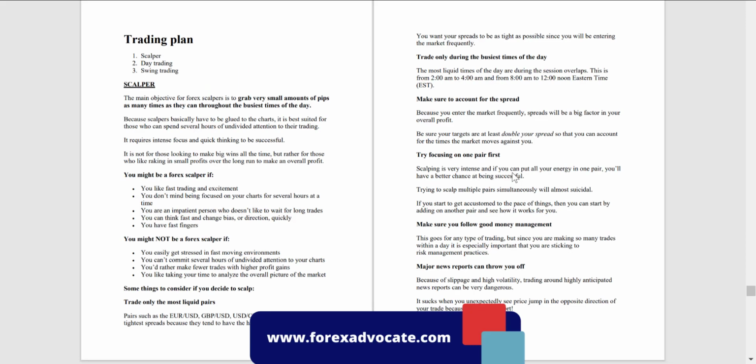Trading plan. Do you want to become a scalper, a day trader, or a swing trader? You have to choose, and you can have a combination of the three depending on your account size, your appetite for risk, and how much you can control your emotion. That's very important. So scalping, day trading, and swing trading. Learn the difference between the three here.